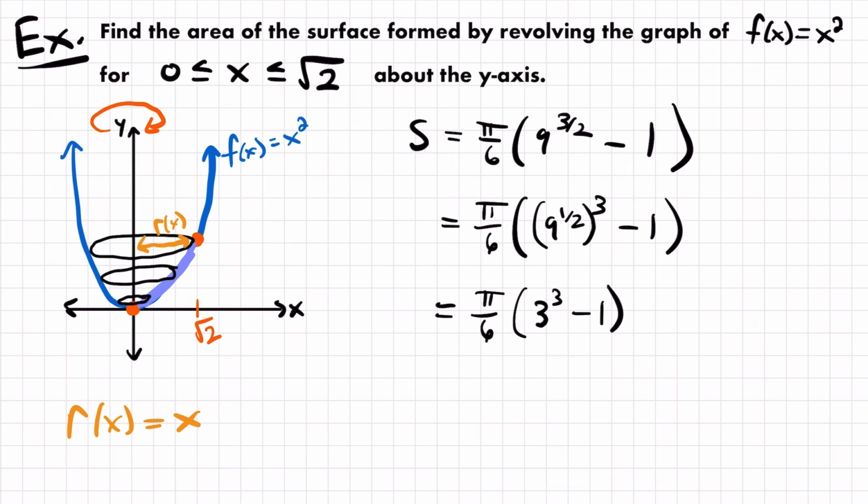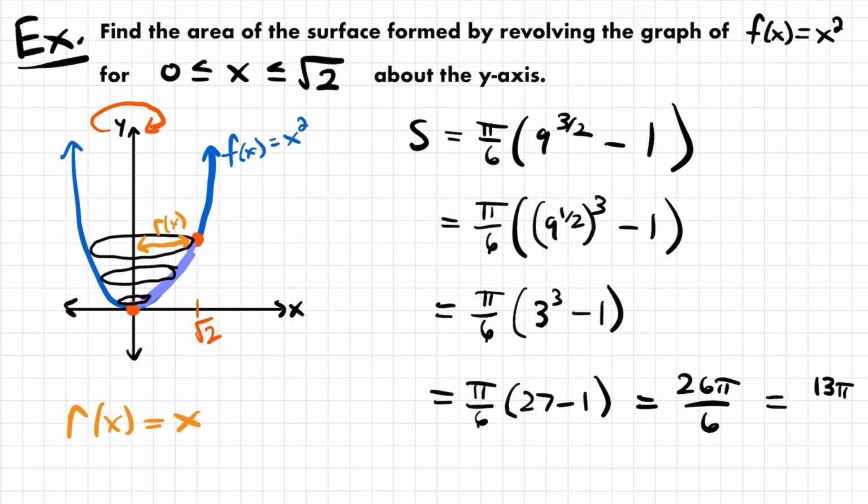And 3 cubed is 27. So this is equal to pi divided by 6 times 27 minus 1. And 27 minus 1 is 26. And so this is equal to 26 pi divided by 6, which can be reduced by a factor of 2 in the numerator and the denominator, and we'll have our final answer that this is equal to 13 pi divided by 3. And so that is the area of the surface of revolution formed by revolving this curve around the y-axis. All right, and so with that, that is all I had for this lesson.